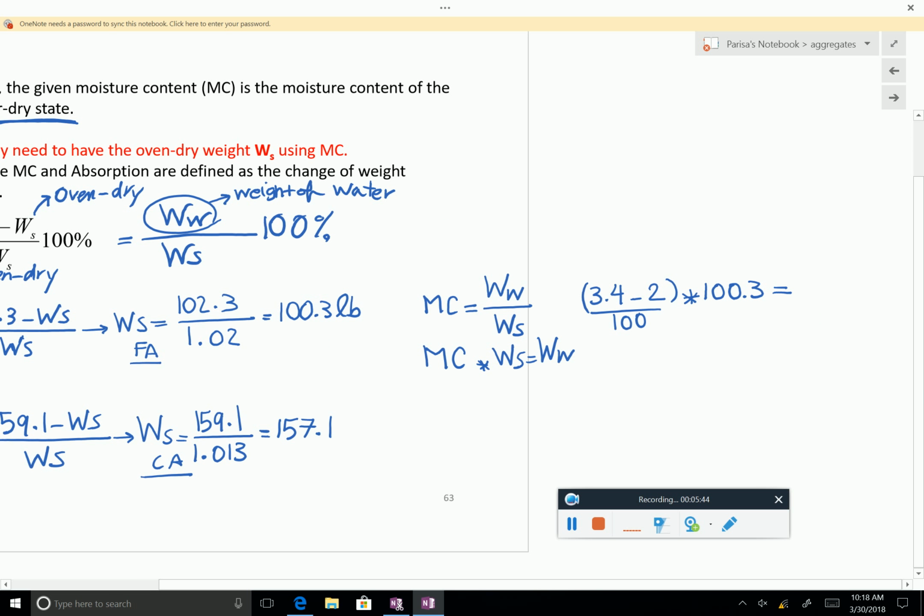What do we get here? I think it is 1.4, but let's check. 1.4 pound. So calculate it for the coarse aggregate on your own. And then at the end, the amount of water has to be the sum of the two waters that we calculated.